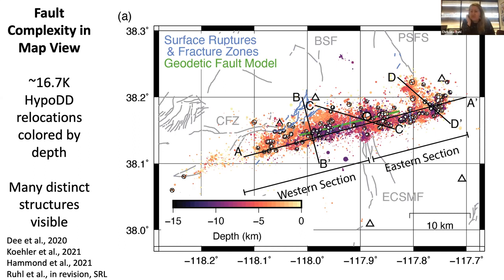Because the colors vary so much, you can see that the structure is probably pretty complex. I also have the moment tensors on here still, and this green line is the geodetic fault plane estimated by Hammond and others. You can see my location matches quite well with the geodetic fault plane. I think that's really important.